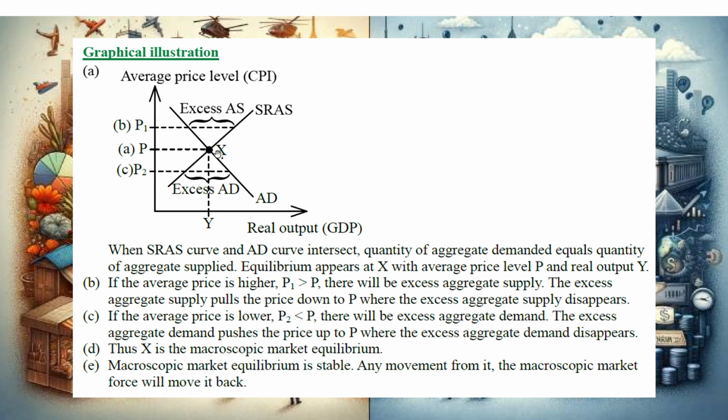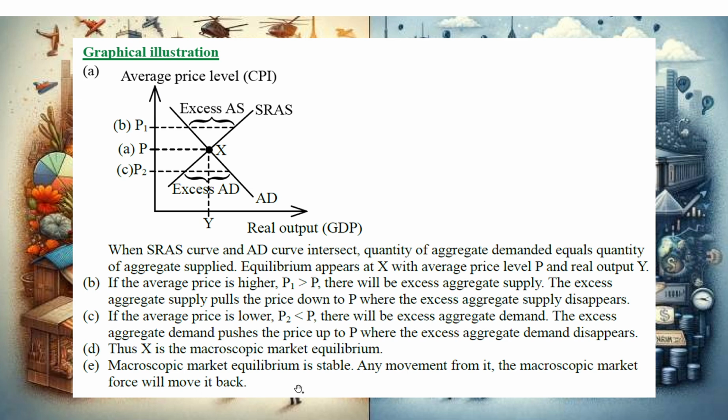And what happens if the price is lower? Aggregate demand is larger than aggregate supply, right, in quantity. So there is excess aggregate demand: people want to buy more than the supply, so the pressure of aggregate demand will push up the price. So it goes back. Up, down, down, up. So this is stable. The macroeconomic market equilibrium is stable. Any movement from it, the macroeconomic market forces will move it back.